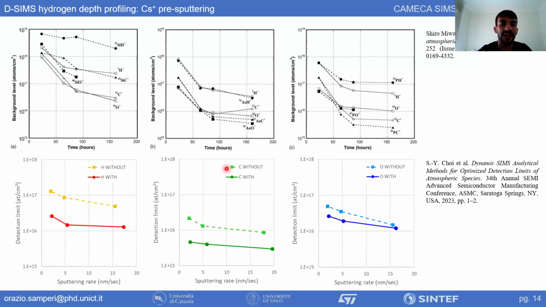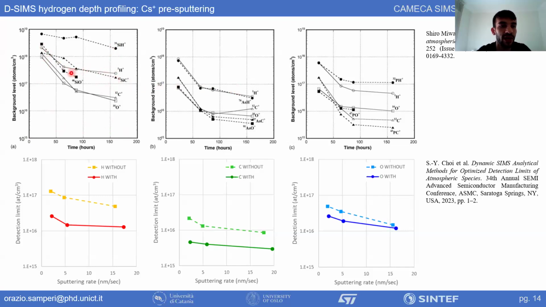And what they observe, here for example I'm showing you 2 different works. This one is from 2006, and the other one below is really recent, from last year, 2023. In these works, the authors observed that if you irradiate the sample with cesium, with the same source you are going to use to make the analysis, you can observe a decrease of the background level for different species.